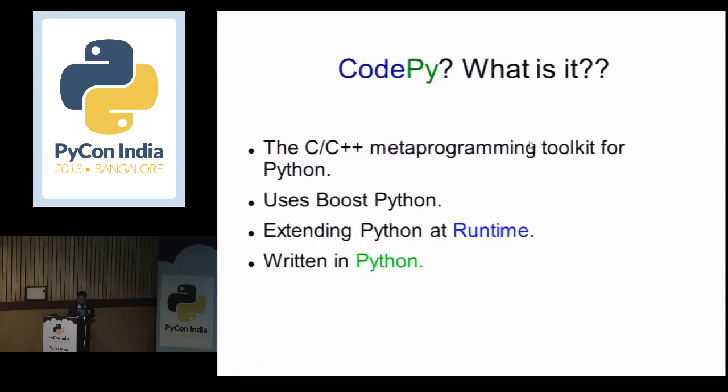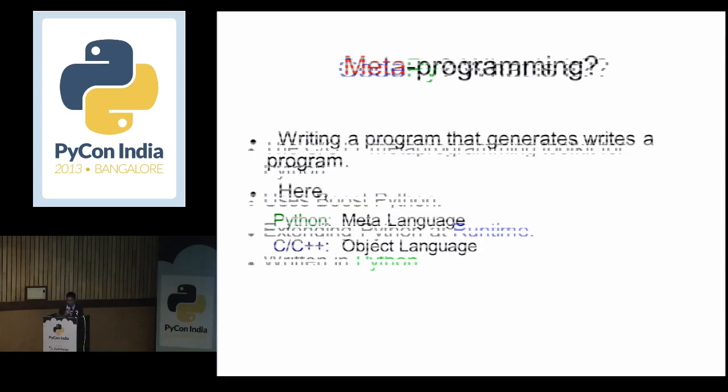So what is CodePy? CodePy is a metaprogramming toolkit for Python. It uses Boost Python, extending Python at runtime. When I thought of writing a CUDA extension to Python, I was very successful using Boost Python. But what if a person wants to write his own algorithm? It is very difficult for anyone to write his own extension and again import it into Python. So CodePy creates the extension at runtime and imports that extension on the go. CodePy is written in Python by Andreas, and I am very thankful to him.